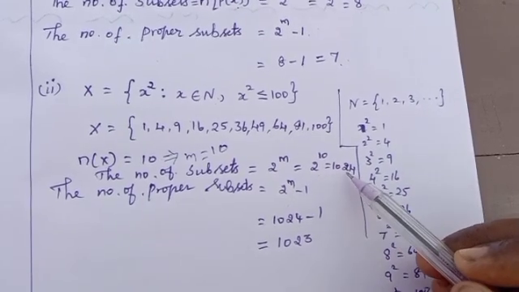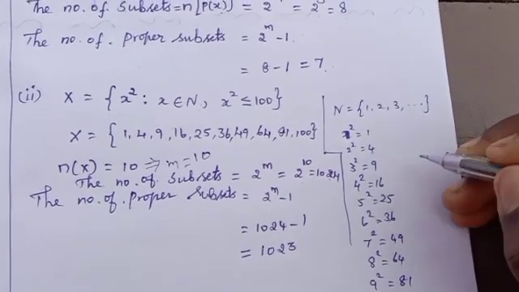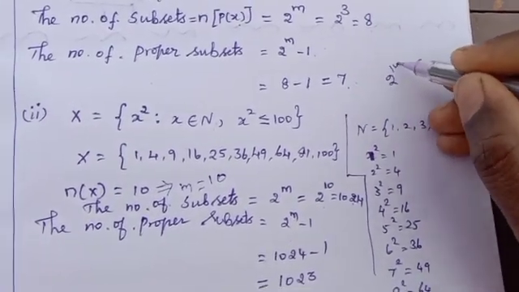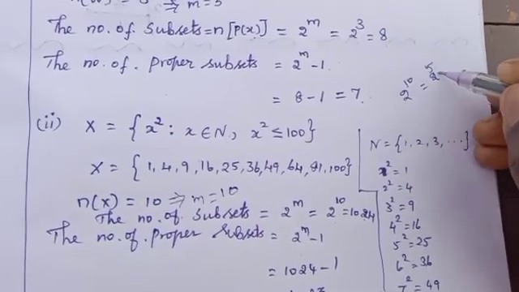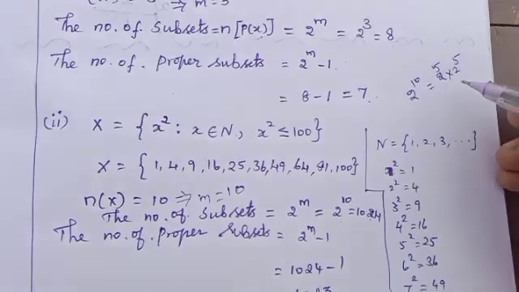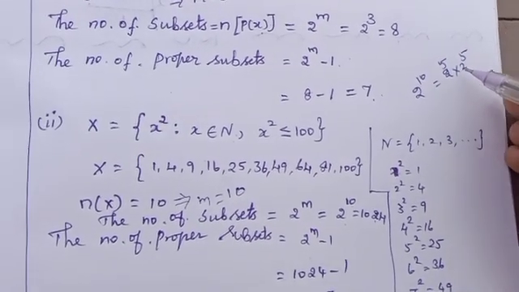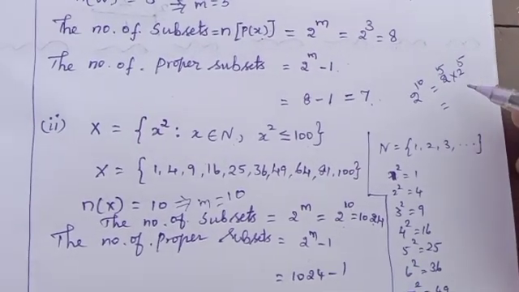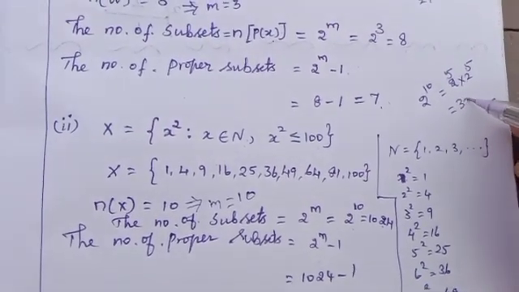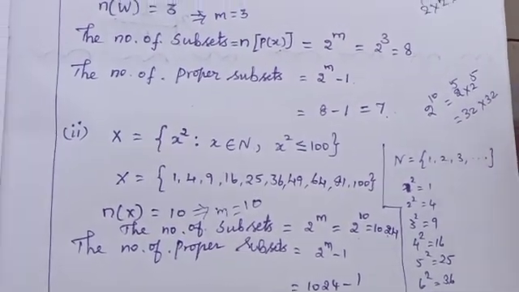So 2 power 10, 2 into 2 into 2... you do not need to write 10 times. It is 2 power 5 into 2 power 5, which is 2 power 10. What is the value of 2 power 5? It is 32. So 32 into 32.